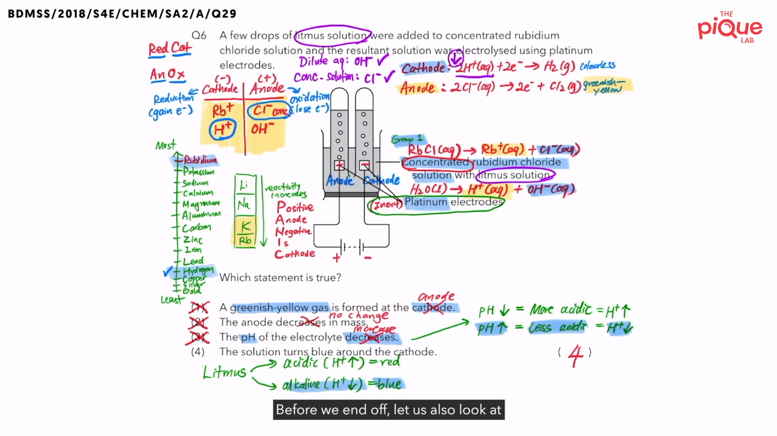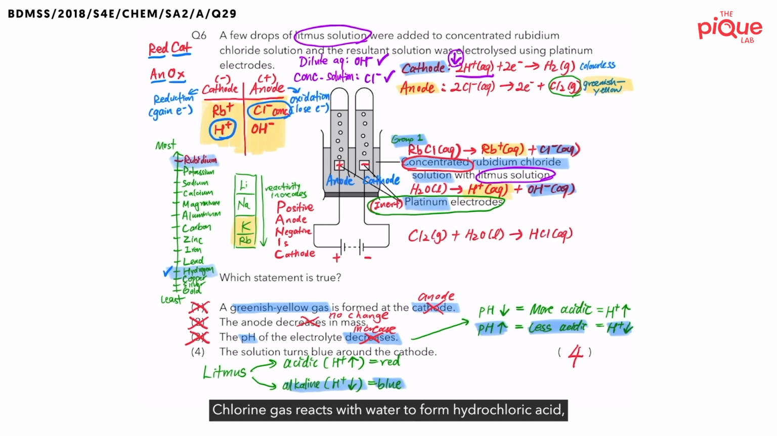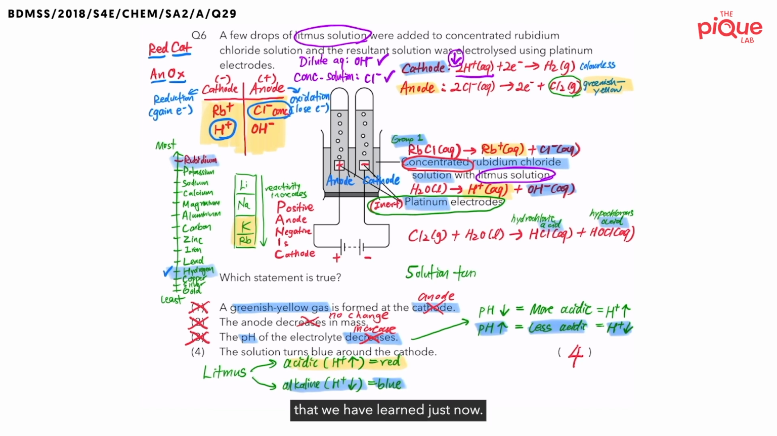Before we end off, let us also look at what color change we expect to see at the anode. If you look at what is produced at the anode, you will notice that we have chlorine gas. Chlorine gas reacts with water to form hydrochloric acid as well as hypochlorous acid. Since we are producing two acids, we expect to see the solution turning red based on the concept that we have learned just now. However, that is not all.